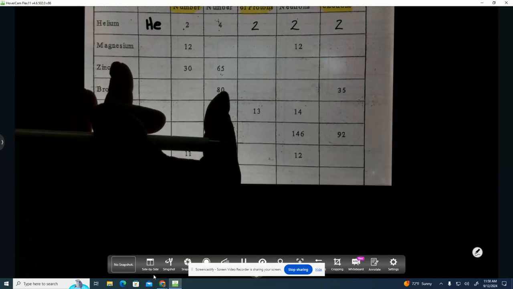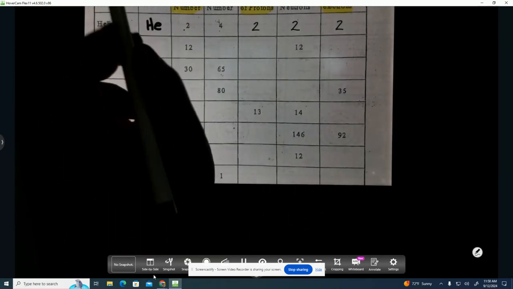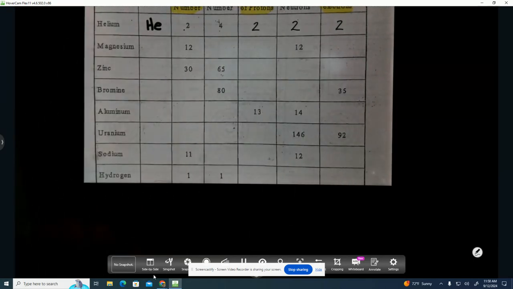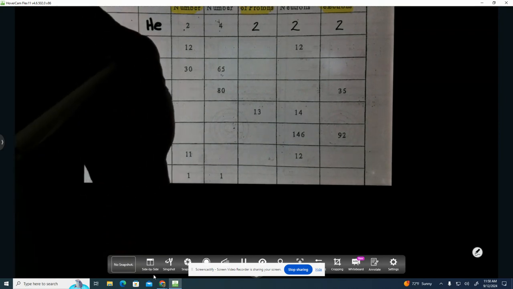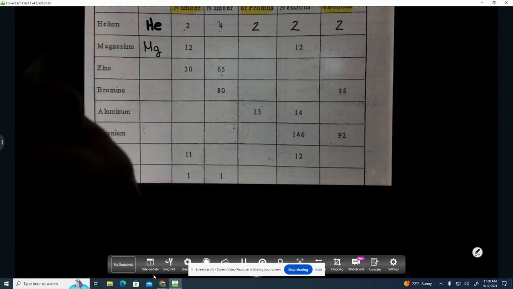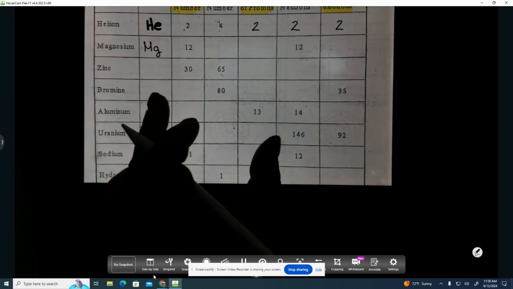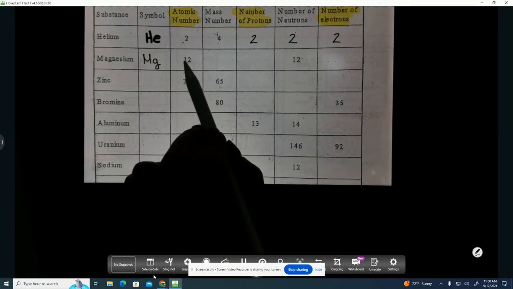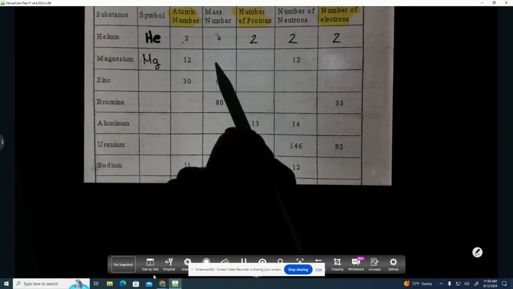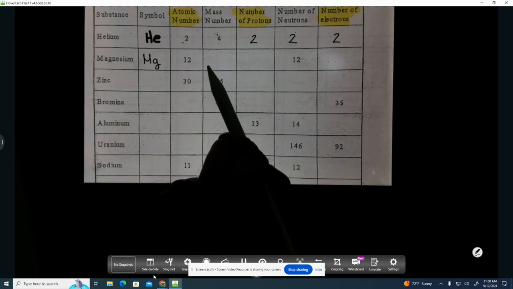All right, let's do the next one. Magnesium. What is the symbol for magnesium? I'm hoping you don't need to look at your reference table. Ladana, do you know? Mg. Capital M, lowercase g. All right, we know it has an atomic number of 12. How do we find mass number? Mira, do you know?